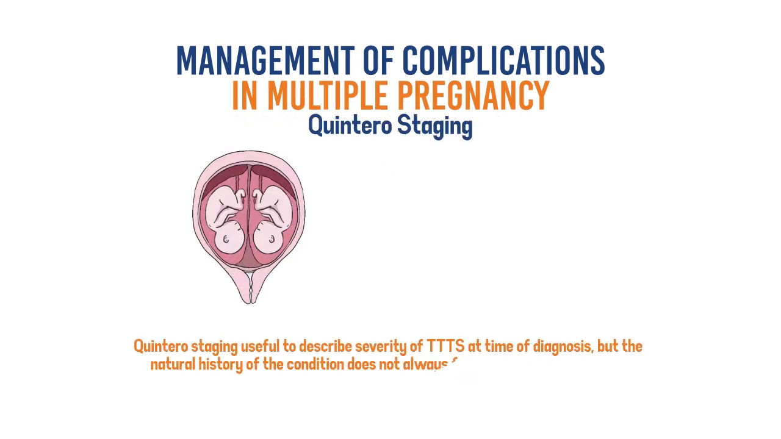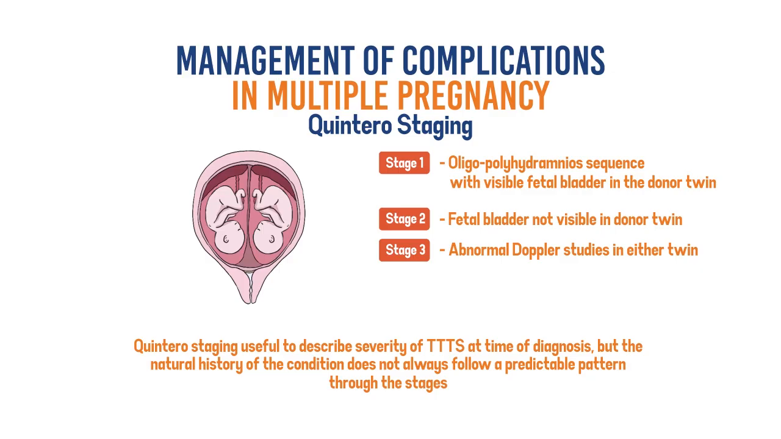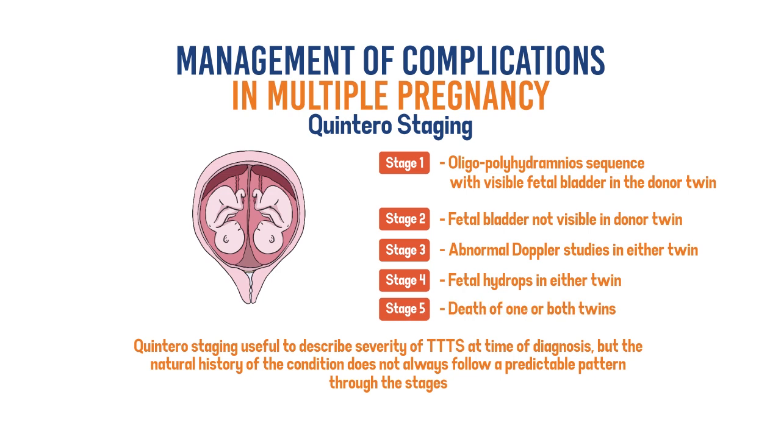Based on these features, the Quintero staging is useful to describe and understand the spectrum of twin-to-twin transfusion syndrome. In stage 1, oligo-polyhydramnios sequence with visible fetal bladder in the donor twin can be detected. In stage 2, fetal bladder is not visible in the donor twin. In stage 3, abnormal Doppler studies in either twin. In stage 4, fetal hydrops is detected in either twin. And in stage 5, death of one or both twins occurs.